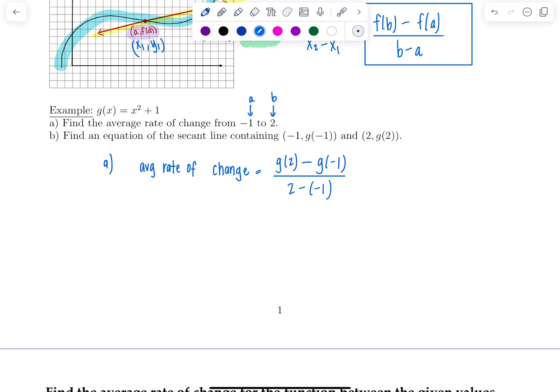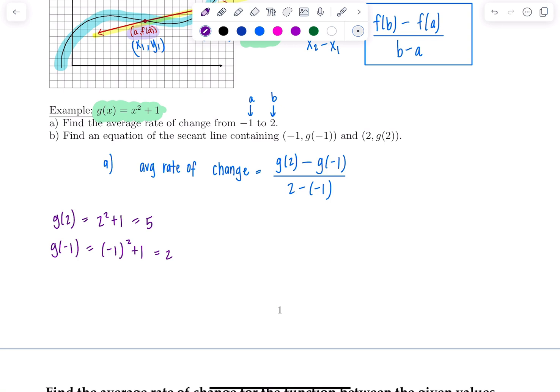Now, if you want, off to the side, we can compute what the function values are. Maybe let's do that so we don't overwhelm ourselves. So g of 2, where do I get that? I'm just going to come right here, substitute in 2 for x. So that would be 2 squared plus 1, that's 5. And then g of -1, that's going to be (-1) squared plus 1, so that's 2.